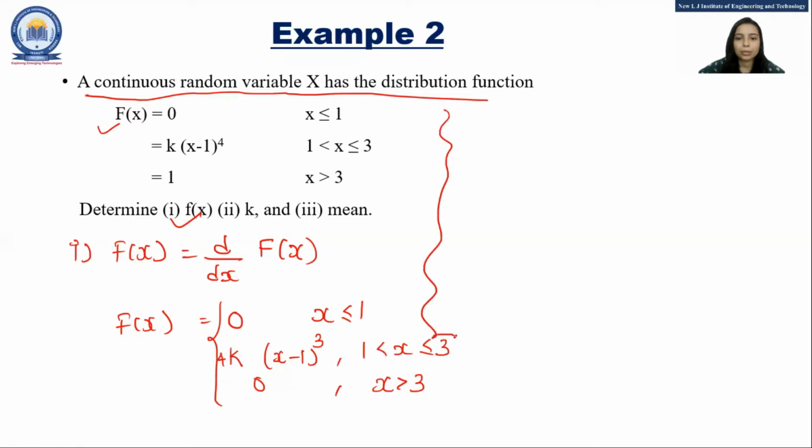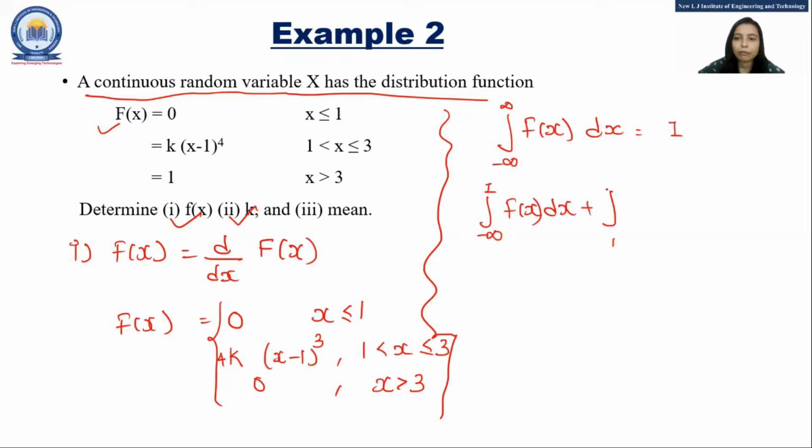So this is about the f of x. Now the next thing that we have to find is k. So we know that integration from minus infinity to infinity f of x dx is equal to 1. So this can be written as integration from minus infinity to 1 f of x dx plus 1 to 3 f of x dx plus 3 to infinity f of x dx is equal to 1.